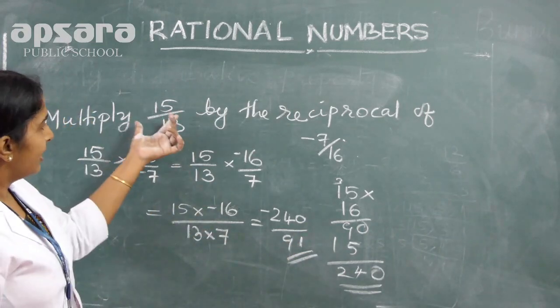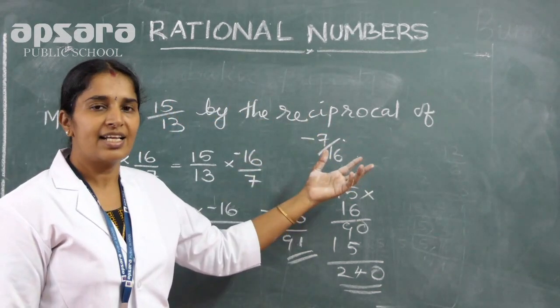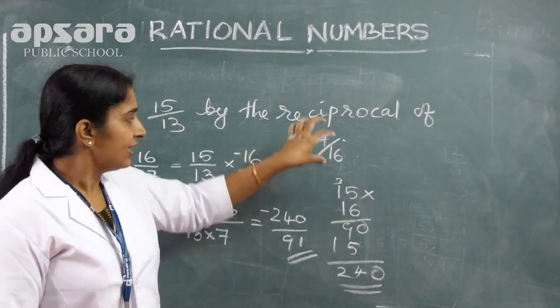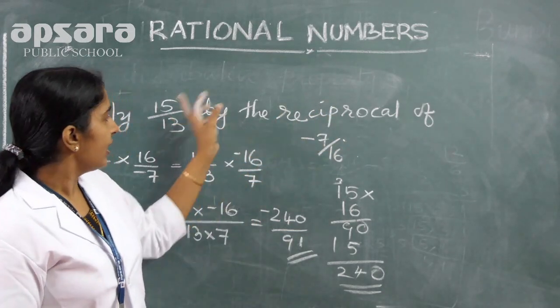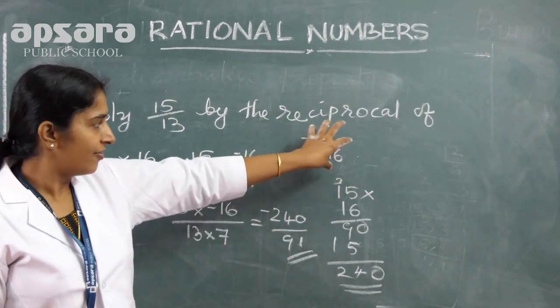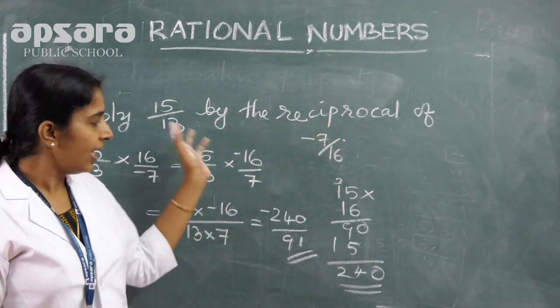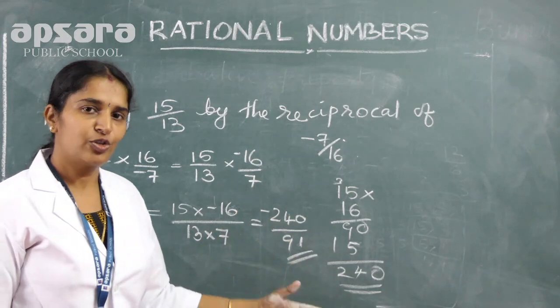So when you have to multiply a rational number by the reciprocal of another rational number, don't forget, you have to take the reciprocal of the given rational number. Don't directly multiply 15 by 13 with minus 7 by 16. You have to take its reciprocal and multiply. Okay? Is it clear to you? So let's move on to the next.